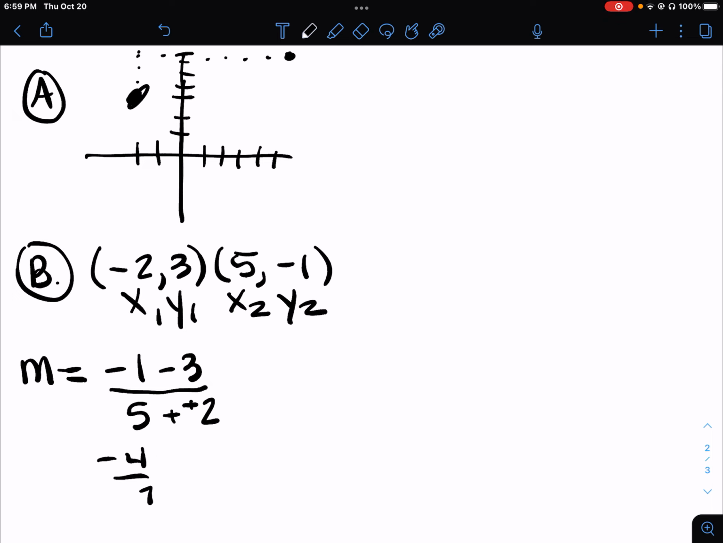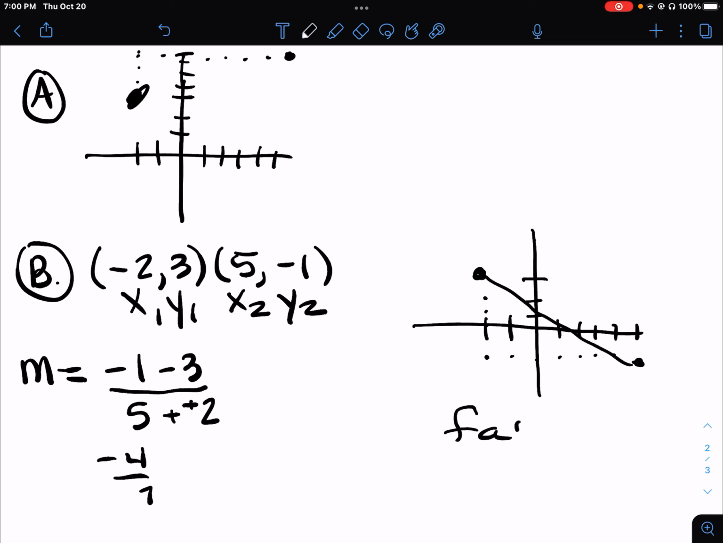And what that looks like, -2, 3 is left 2, up 3. 5, -1 is right 5, down 1. Okay, so a slope of -4 over 7 means go down 1, 2, 3, 4, and over 1, 2, 3, 4, 5, 6, 7. Okay, and that line falls because it goes down. In part A, that line rises because it went up.